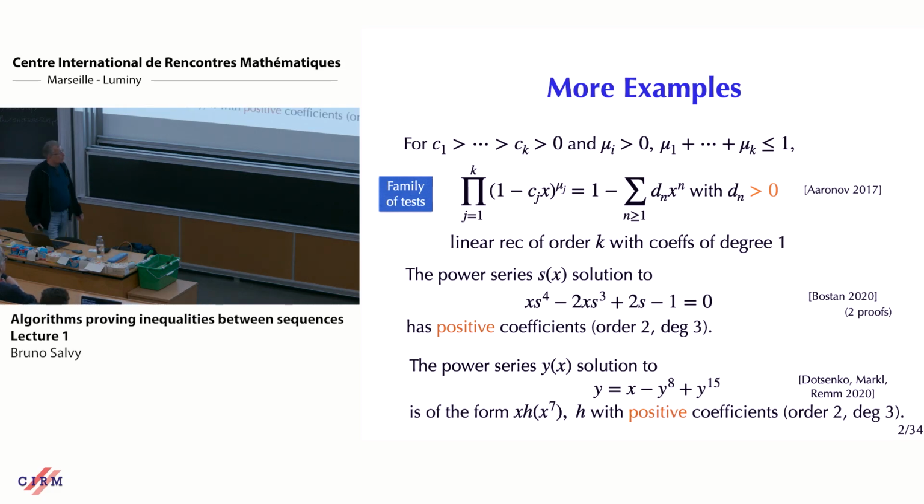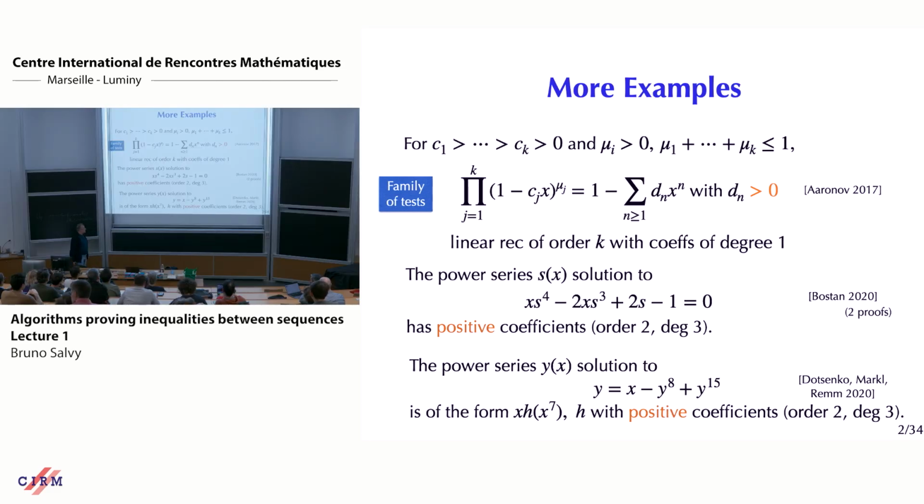Another one, Dodsenko and co-authors. It's really similar to that. You have a power series of the form x, h of x to the 7, and h has positive coefficients. And again, there's a recurrence. For the proofs, the nature of this one is a bit harder, so that's why I'm showing it, although it looks very much like the other one.